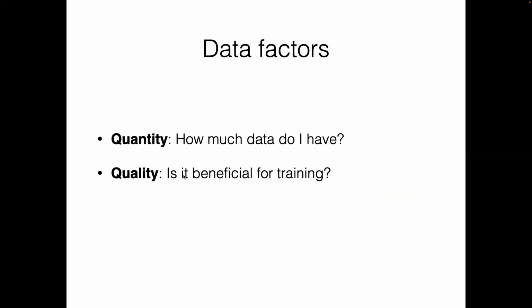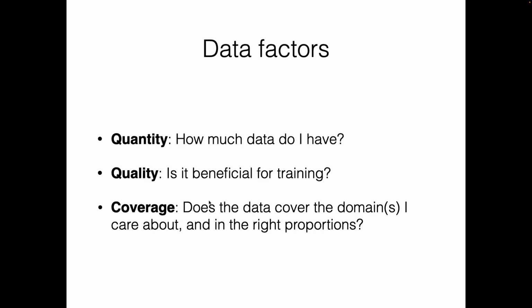Maybe one definition is, is the data actually beneficial for training a model that's eventually a good model? You could imagine training it on the same sequence repeated trillions of times, and that's a large quantity, but it's kind of useless. And then also coverage. So does the data that you have cover the domains that you care about? If you want to train a model that's good at math or good at code generation, you have to determine what is in your pre-training data.